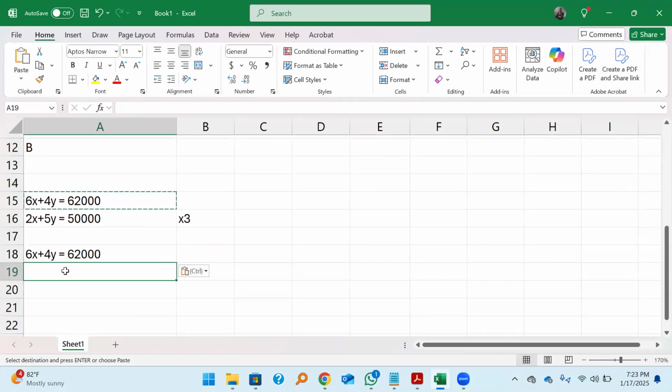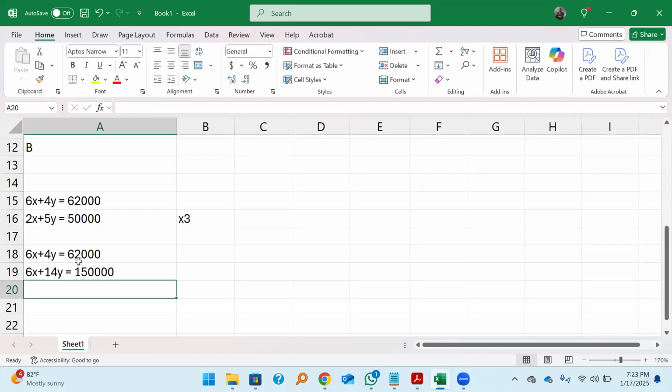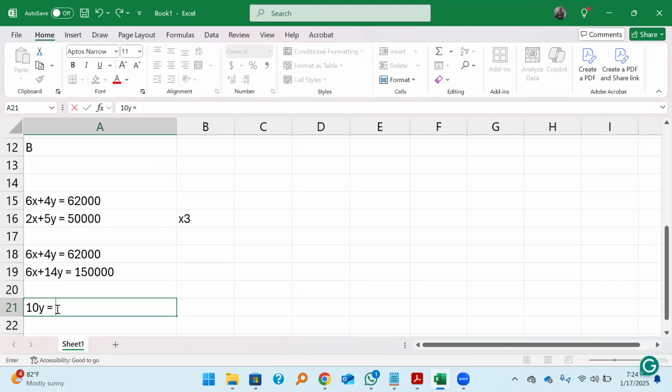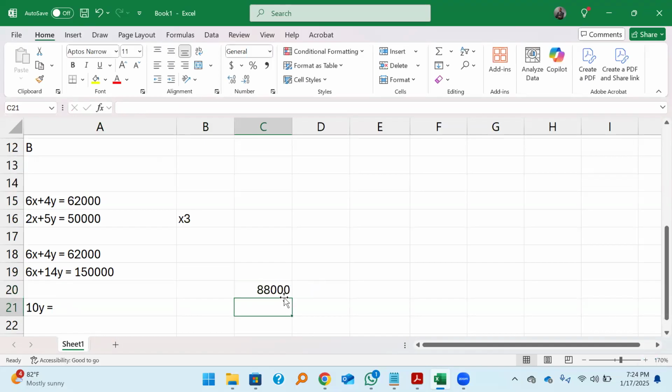But then the second one now is going to be 6x plus 5 times 3, which is 15y, equal to 50,000 times 3, 150,000. So when you have these two equations and you subtract them, you end up having 14 minus 4, that is 10y, being equal to 150,000 minus 62,000.